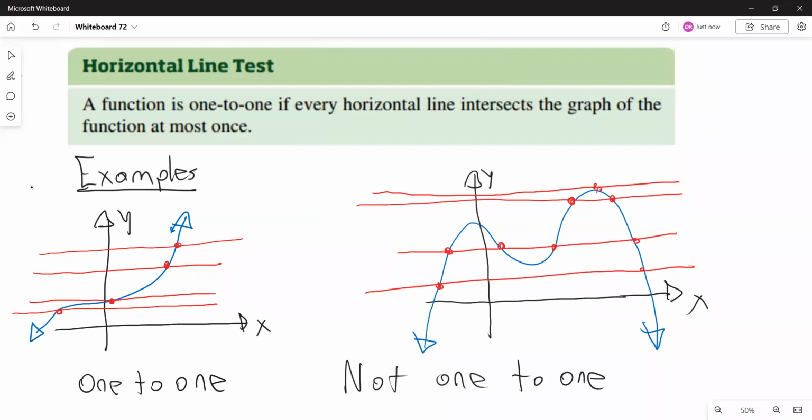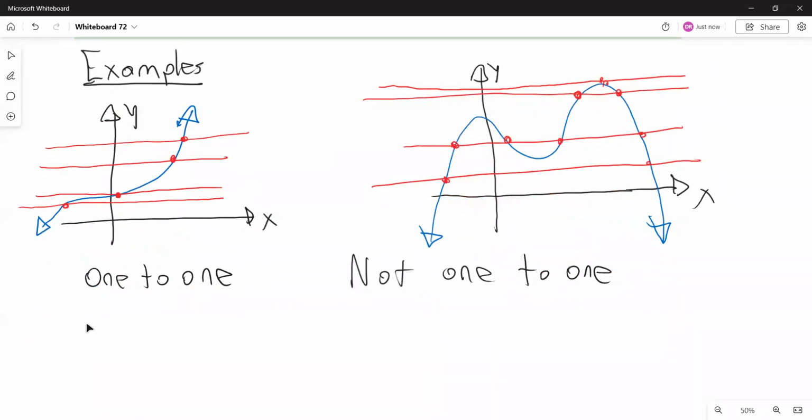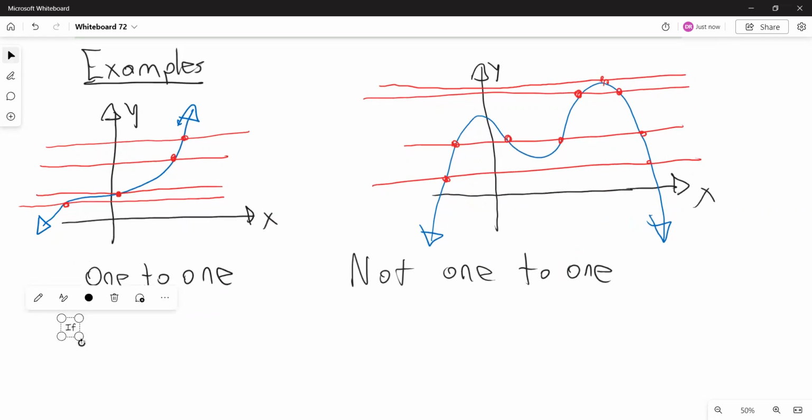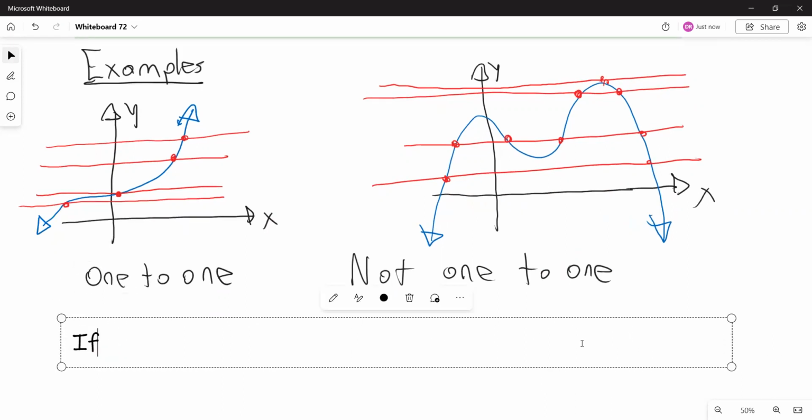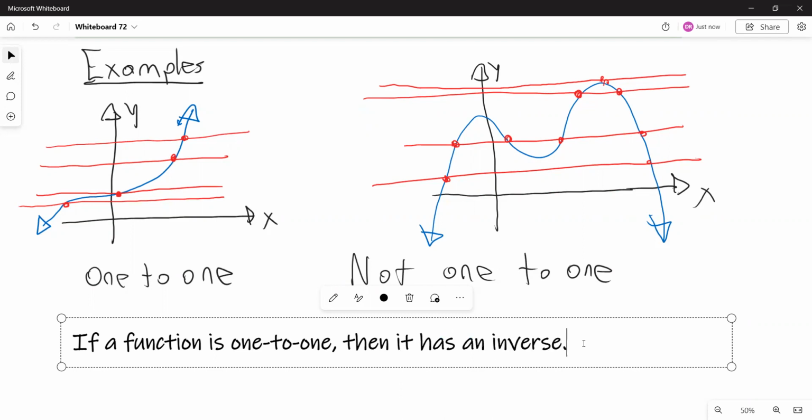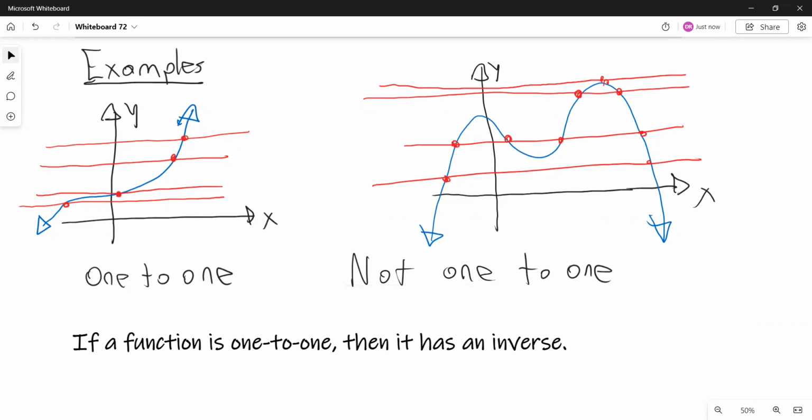Okay, and the reason to talk about one-to-one functions is because in order to talk about inverses, we need to know what is a one-to-one function. So if a function is one-to-one, then it has an inverse. And the inverse is obtained by interchanging the values of the domain and range.